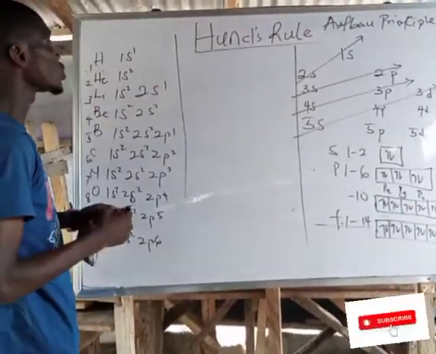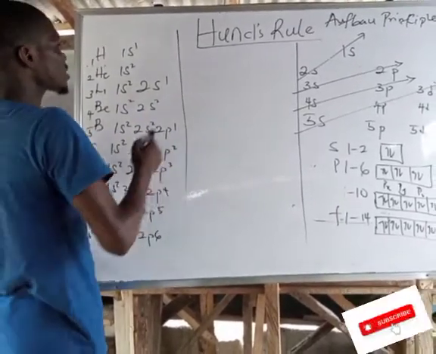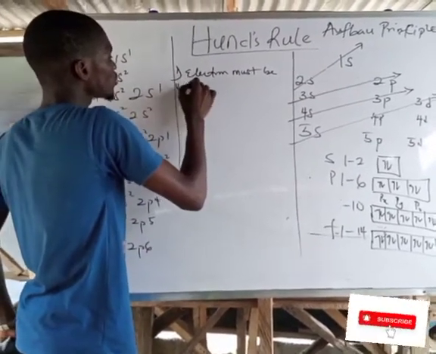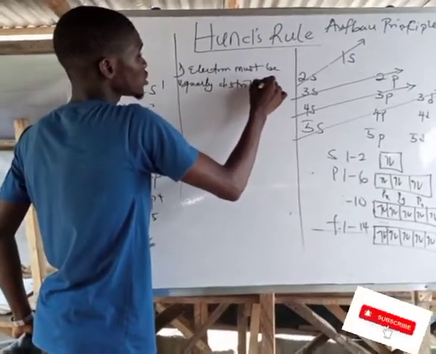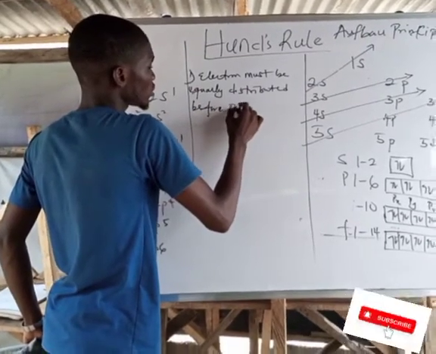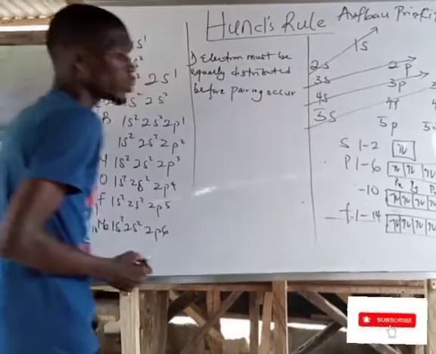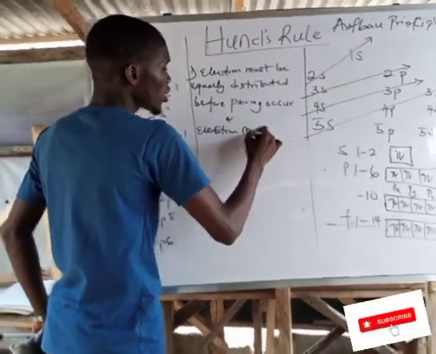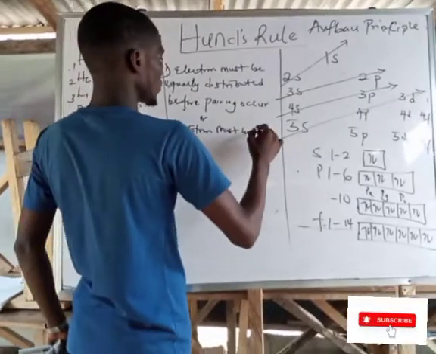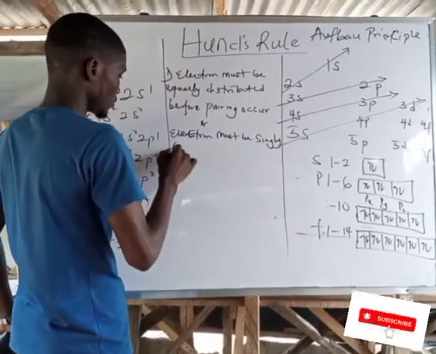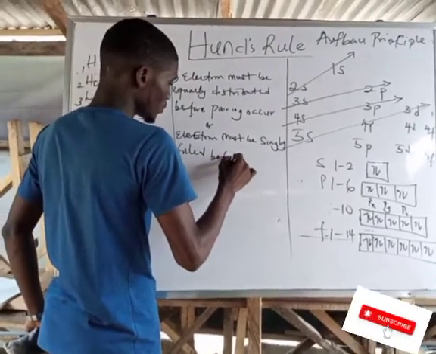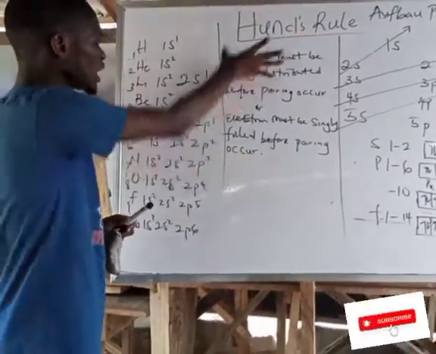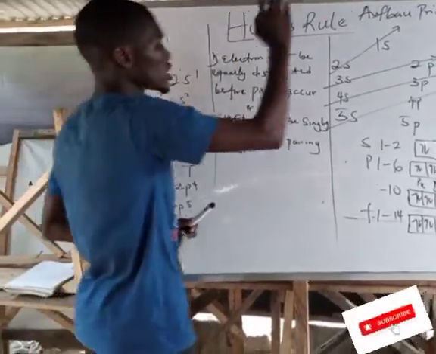So let's state what we call Hund's rule. Hund's rule states that electrons must be equally distributed before pairing occurs, or electrons must be singly filled before pairing occurs.